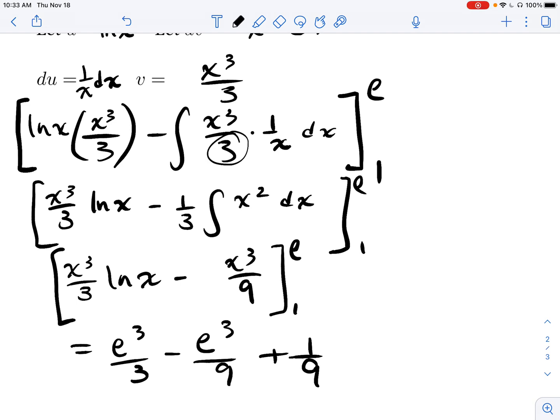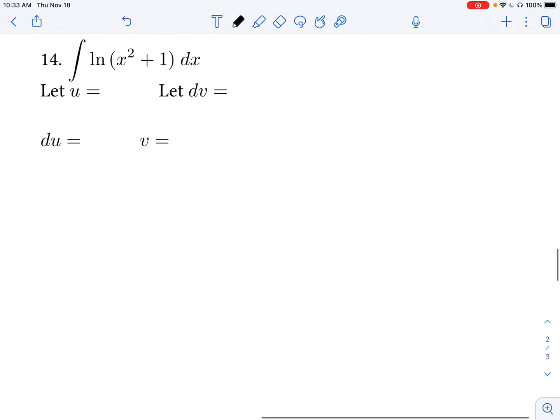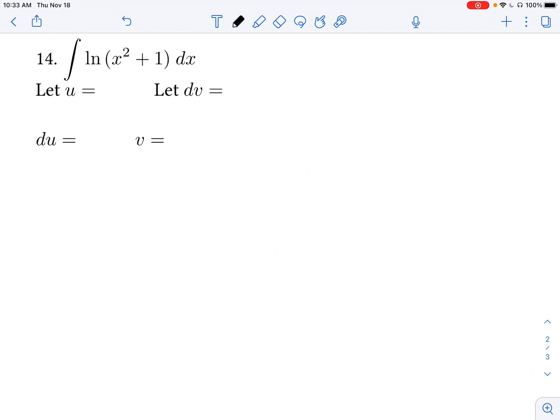Okay. So let's go ahead and do one more type of problem here. Let's go ahead and try this next one. Pause the video and see if you can integrate this one using integration by parts. Well, for this one, u would probably make the most sense to be the natural log of x squared plus 1. du would then be 2x over x squared plus 1 dx. dv would then be dx, and v would be equal to x.